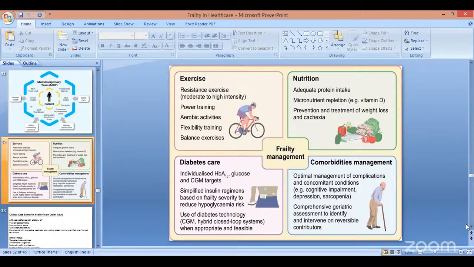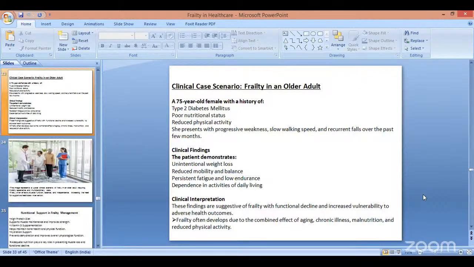Nutrition: adequate protein intake, micronutrient repletion, vitamin D, prevention and treatment of weight loss and cachexia. Comorbidity management: optimal management of complications and concomitant conditions; cognitive impairment, depression, and sarcopenia have to be dealt with. Comprehensive geriatric assessment to identify and intervene on reversible contributors. That's why when our parents are older, we need to take care of them a lot.